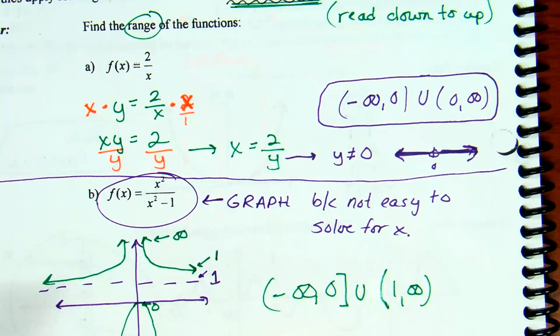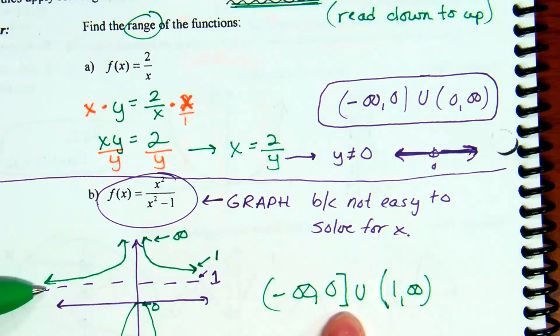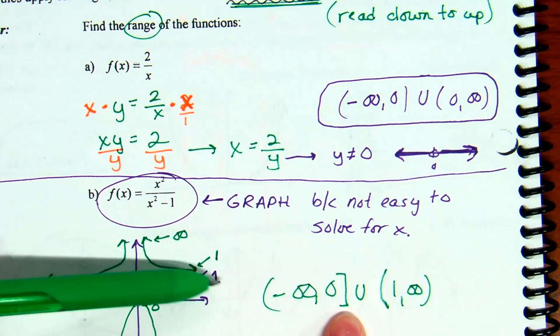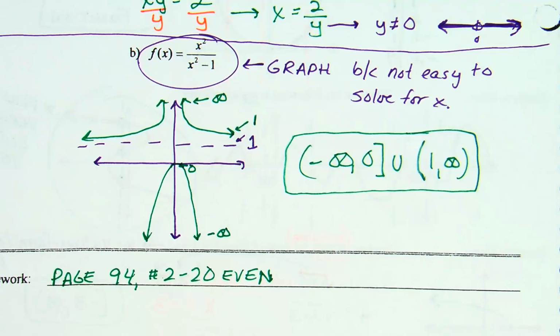Okay, guys. So, real quick on this, y values read from bottom to top, negative infinity up to 0. This does touch 0, so I did negative infinity to 0. Then we'll discover there's an asymptote here, which means it doesn't touch 1, but that asymptote's at 1, so 1 to infinity. And that is what we would list as our range. Homework, page 294, 2 through 20, evens.